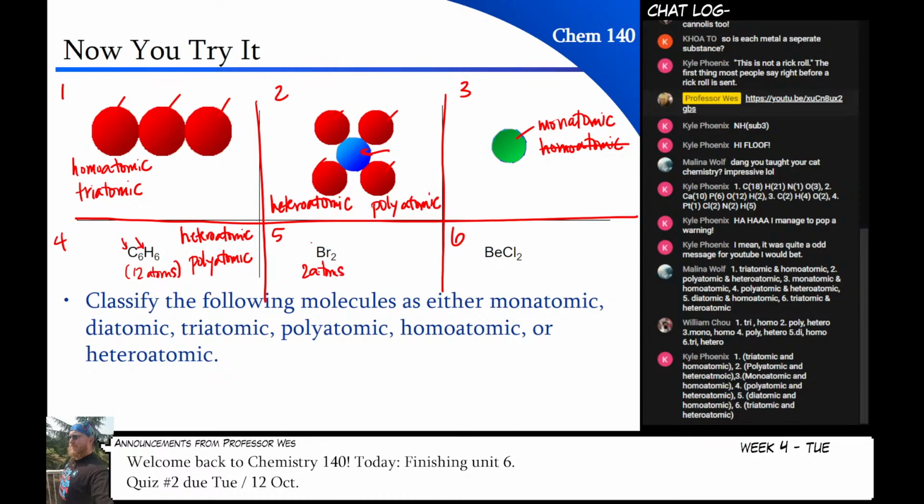There's 2 atoms in this Br2 molecule. So this would be diatomic. And because they're both bromine, this would be homoatomic. And then finally, there's 3 atoms here. So this would be triatomic. And because they're different types, heteroatomic. And there you go. So that's how we categorize molecules.